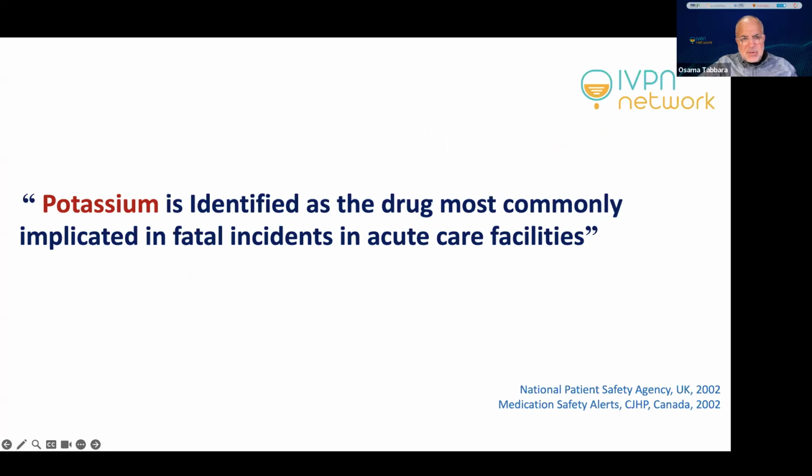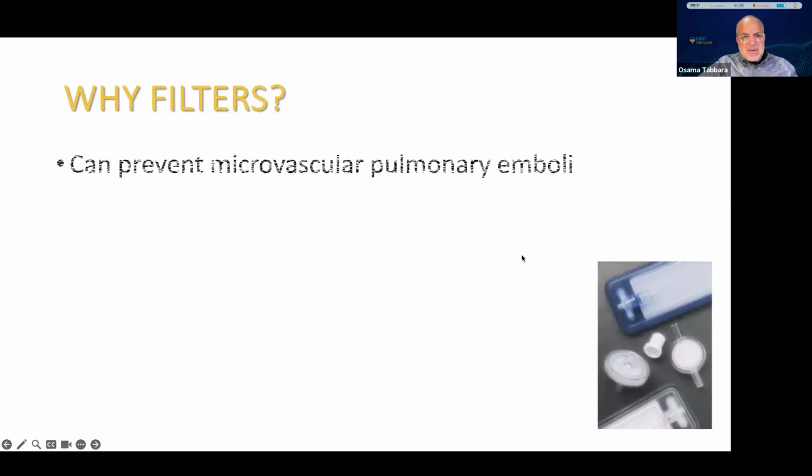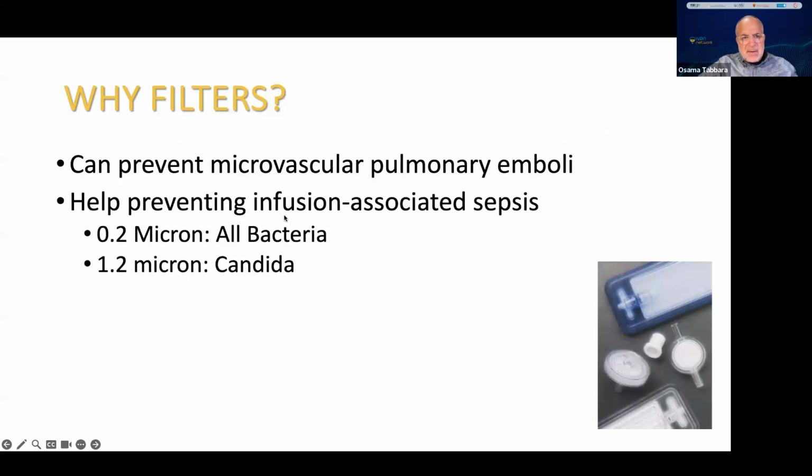And remember that potassium is identified as the drug most commonly implicated in fatal incidents in acute care facilities. So a filter must be used. It can prevent microvascular pulmonary emboli. It helps prevent infusion-associated sepsis. We used 0.2 micron as a bacterial retentive filter, but now, because 0.2 micron is hard to find, 1.2 micron is recommended, and fortunately it retains candida.